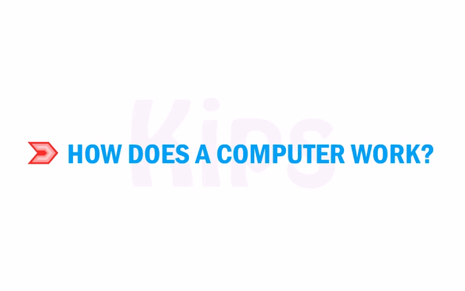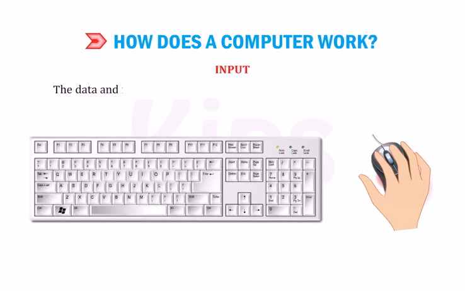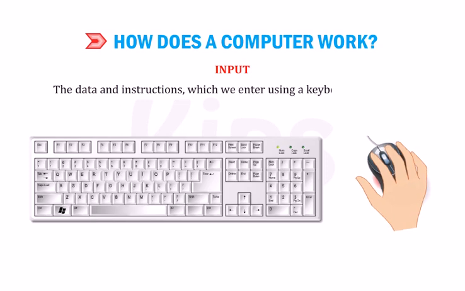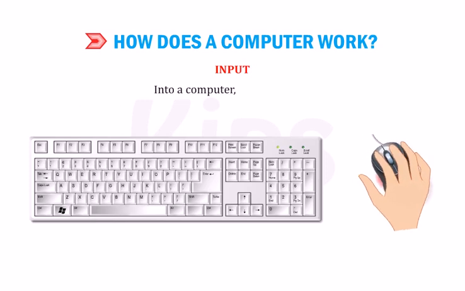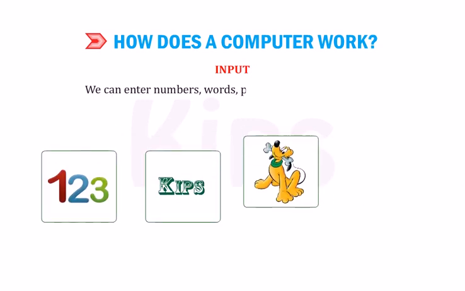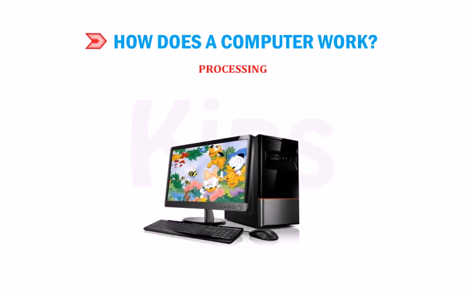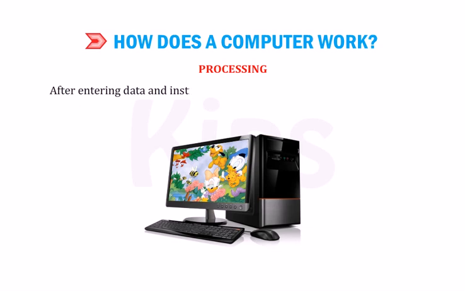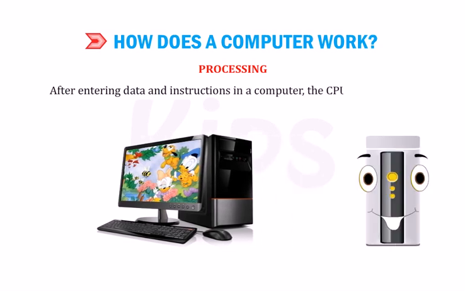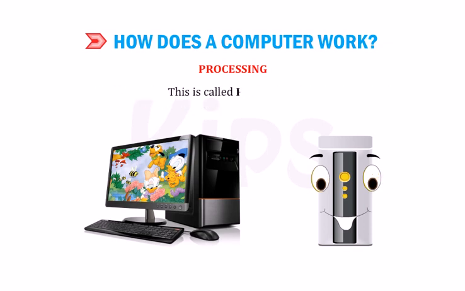Students, let's learn about how a computer works. Every computer goes through the following three stages. Input. The data and instructions which we enter using a keyboard or a mouse into a computer is called input. We can enter numbers, words, pictures, or sounds as input. Processing. After entering the data and instructions in a computer, the CPU works on the input to give us meaningful information. This is called processing.